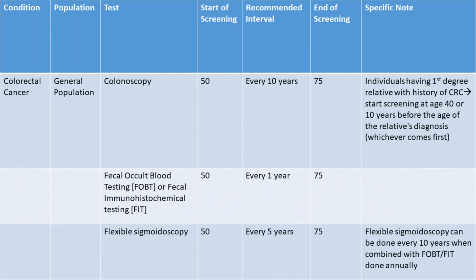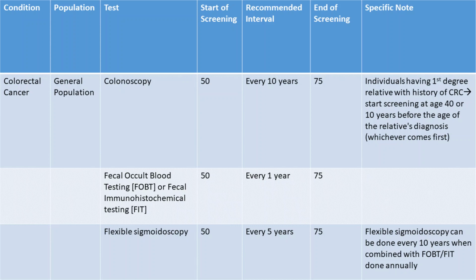There are three modalities available: colonoscopy, which is done every 10 years; fecal occult blood testing or fecal immunochemical testing, which is done annually; and flexible sigmoidoscopy, which is done every 5 years. An additional point here is that flexible sigmoidoscopy can be done every 10 years when combined with FOBT or FIT done annually.